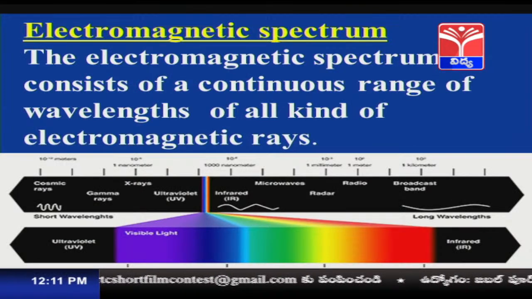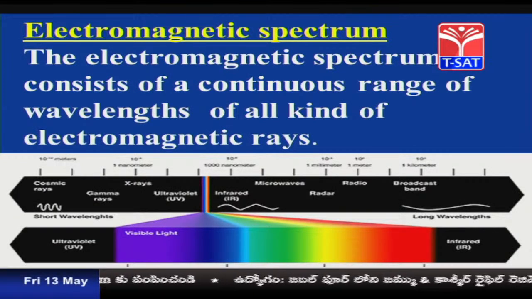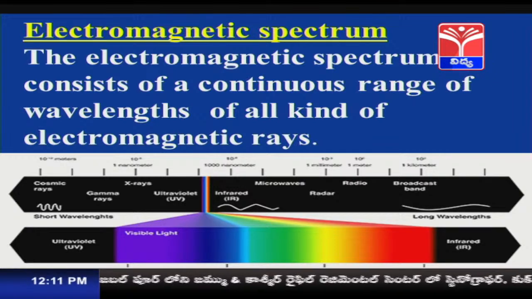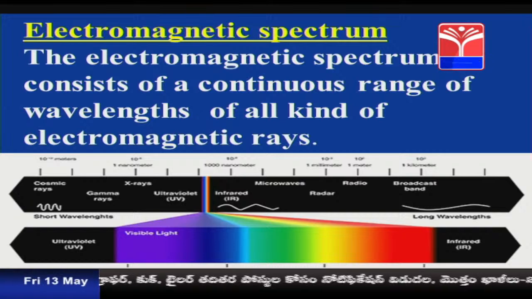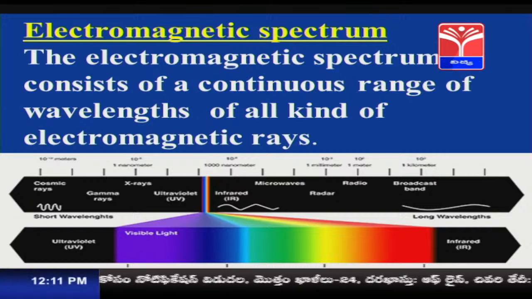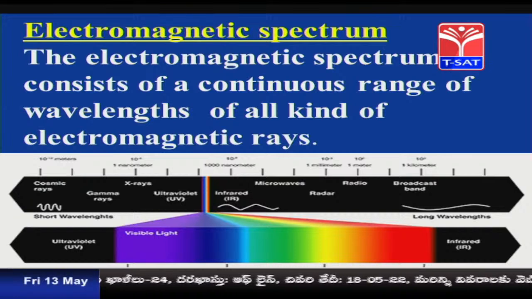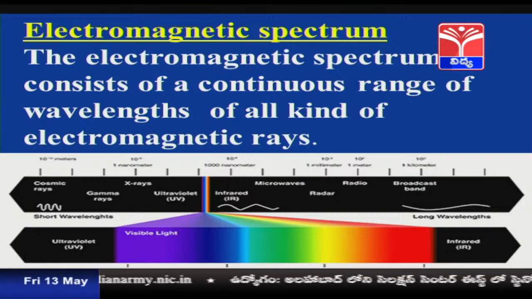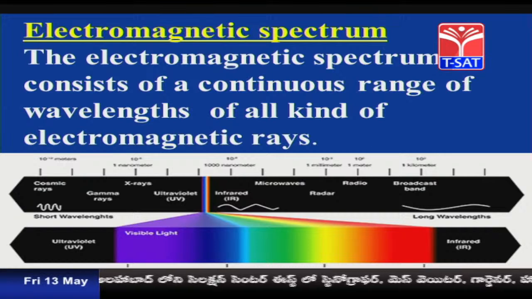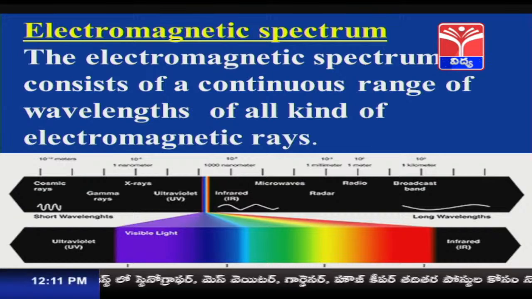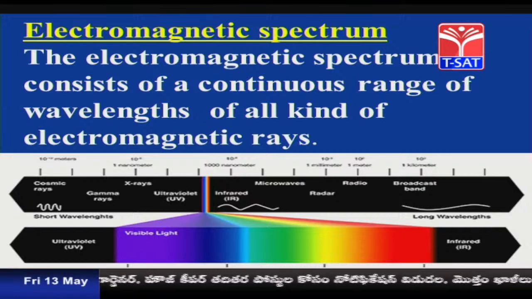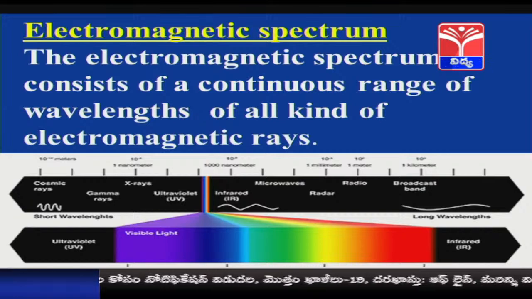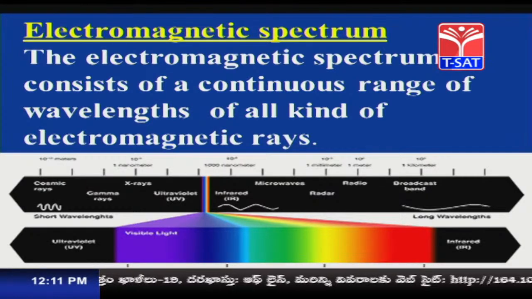The next topic is the electromagnetic spectrum. Children, do you know what the electromagnetic spectrum is? The electromagnetic spectrum consists of a continuous range of wavelengths of all kinds of electromagnetic rays. In the diagram you can find cosmic rays, gamma rays, X-rays, ultraviolet rays, visible light, infrared waves, microwaves, radar waves, radio waves and broadcasting waves. So different types of waves can be found in the electromagnetic spectrum. Simply, it is a collection of all kinds of electromagnetic radiations.